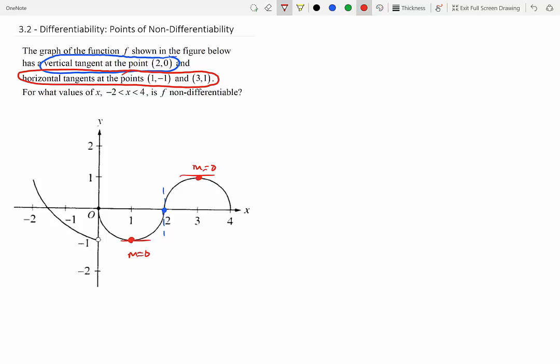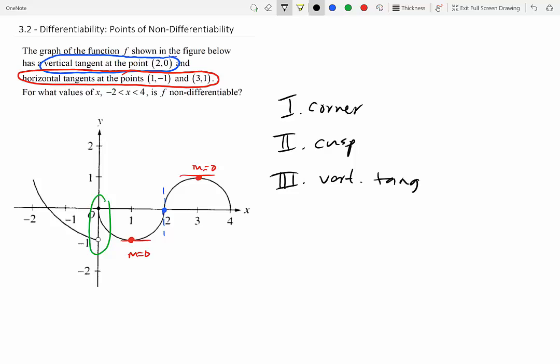Now, there's one other place that we need to look at on this problem, even though it's not stated in the question, and that's here at x equals 0. If you notice, that is a jump discontinuity. So when a problem asks when a function is non-differentiable, there are 4 situations to keep track of. The first one is a corner. The second type is a cusp. The third type is a vertical tangent. And the last type are any of the discontinuities, whether they are jump, infinite, or removable.